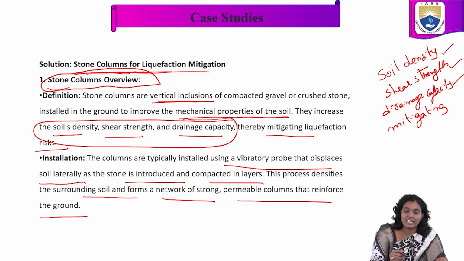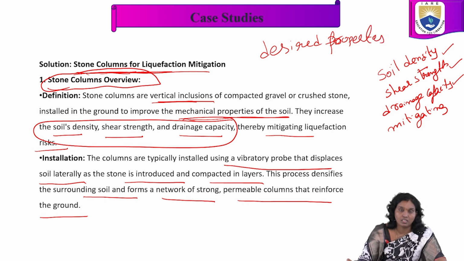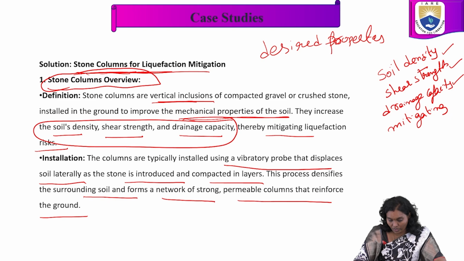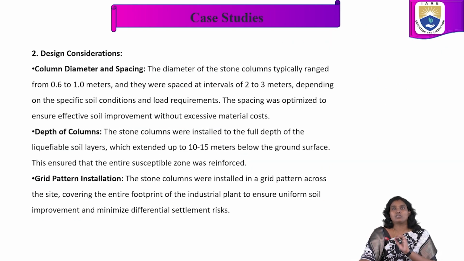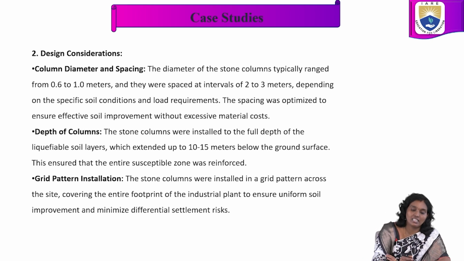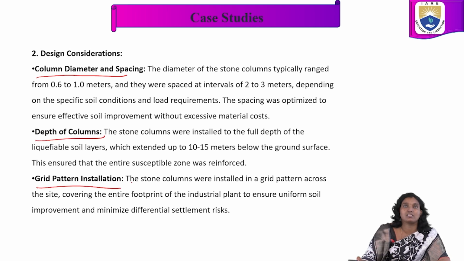So for getting the desired properties of the soil for the construction, we are going to understand these things and we are going to install the same. Now this is the solution. So stone column is the solution for this. Now, design considerations. In these design considerations: column diameter and spacing, depth of columns, grid pattern, installation.